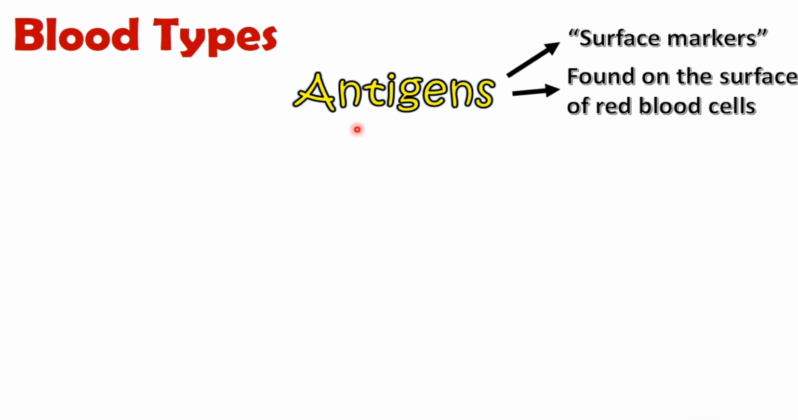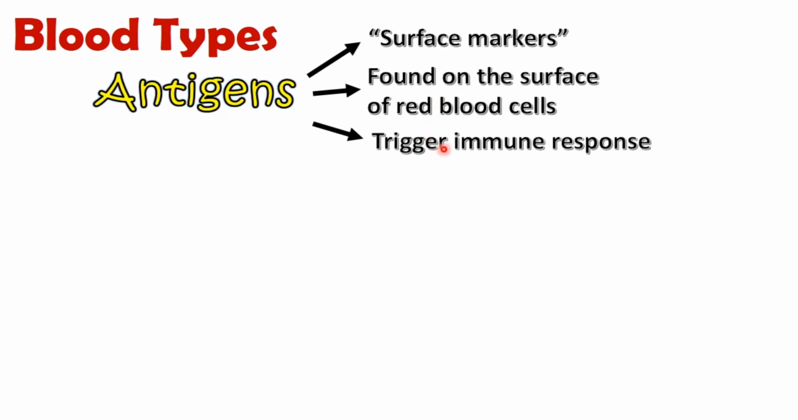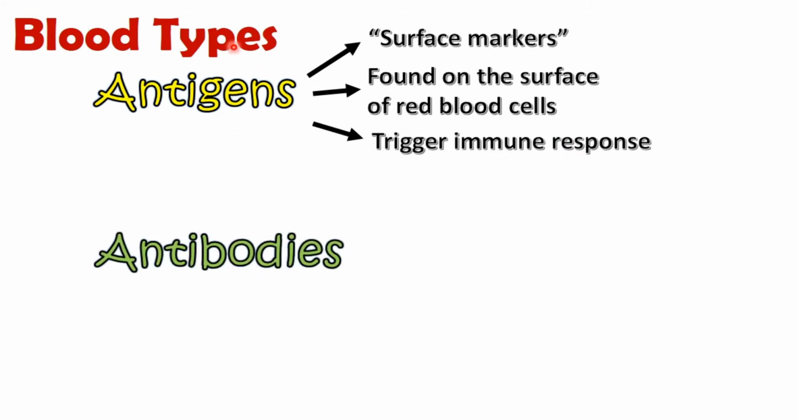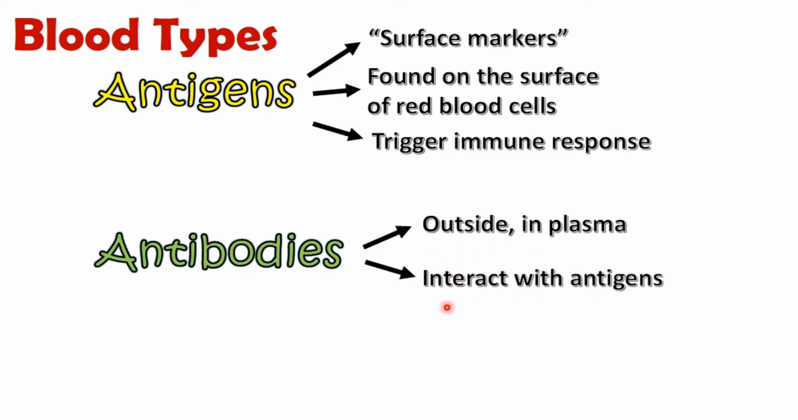Okay? So, besides being the surface markers, antigens also have another important function, which is that antigens can trigger the immune response, which relates to the antibodies. So, antigens and antibodies must be opposites. Antibodies can be found outside in the plasma, and antibodies can interact with the antigen, which can trigger the immune response. Like I said, the antigens and antibodies are related.